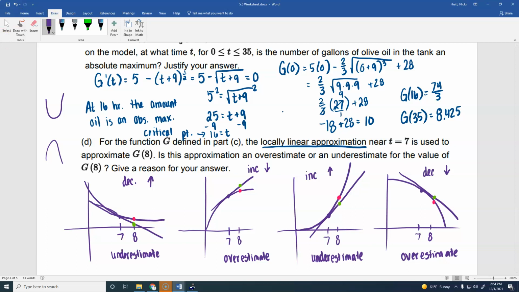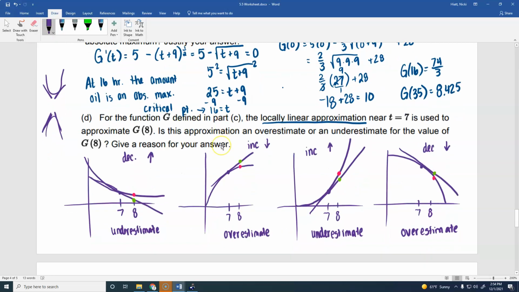All right, so what matters, increasing and decreasing or concavity? Concavity. So if we have something that's concave up, then we are going to have an underestimate even if it's increasing or decreasing, right? If it is concave down, it's going to be an overestimate. Now, you need to know this because it is something that you'll see. I'm teaching this to you as we go, right? You haven't seen a problem like this before.